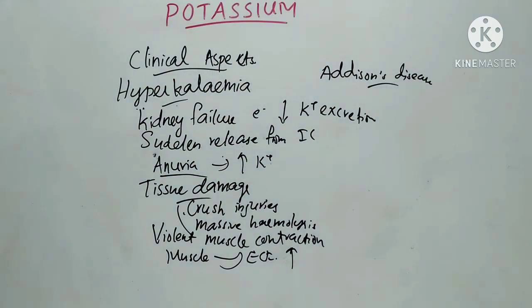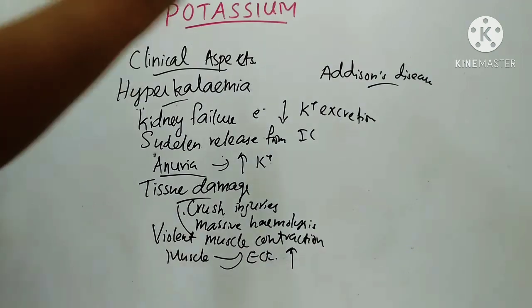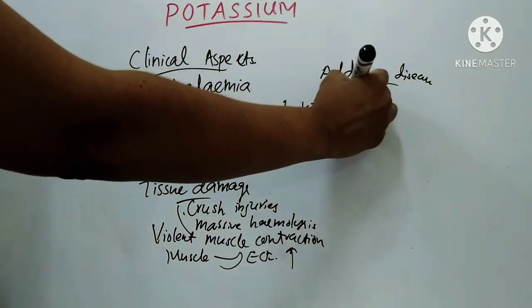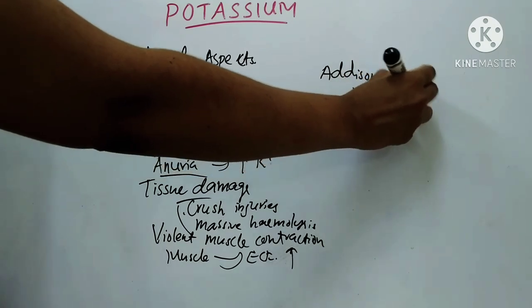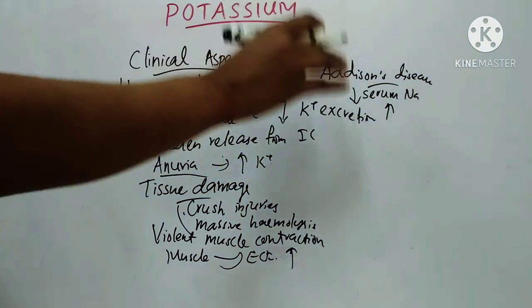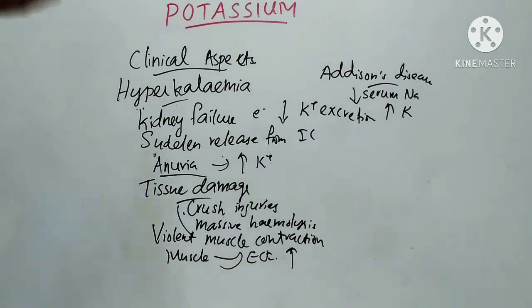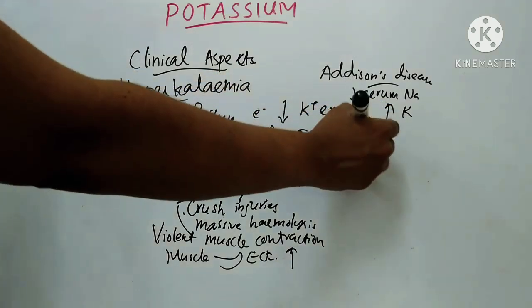Addison's disease is characterized by low serum sodium and high serum potassium. In the absence of aldosterone, the exchange of sodium for potassium in the kidneys is reduced, with increased loss of sodium and retention of potassium.